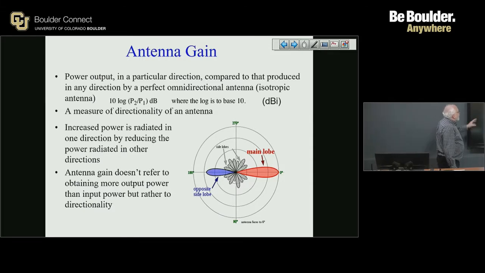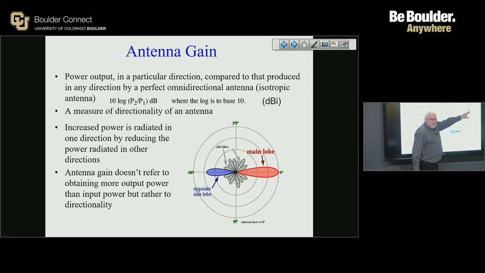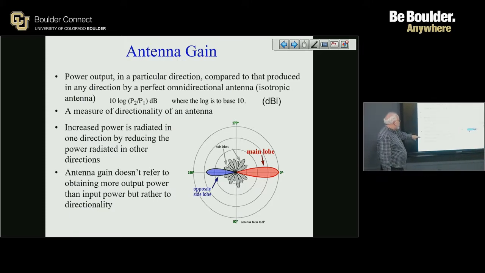So we quite often refer to antenna gain using this dimensionless unit, dBi of gain. That means dB of gain compared to an isotropic radiator. And antenna gain doesn't refer to obtaining more output power than input power, but rather directionality. In other words, if I put 10 watts into an antenna, gain doesn't magically give me 20 watts out, but it can focus the energy so that it looks like it's 20 watts if it's 3 dB gain in a certain direction.